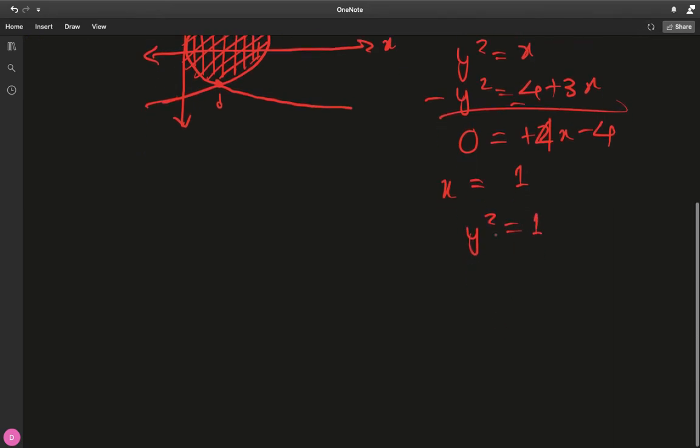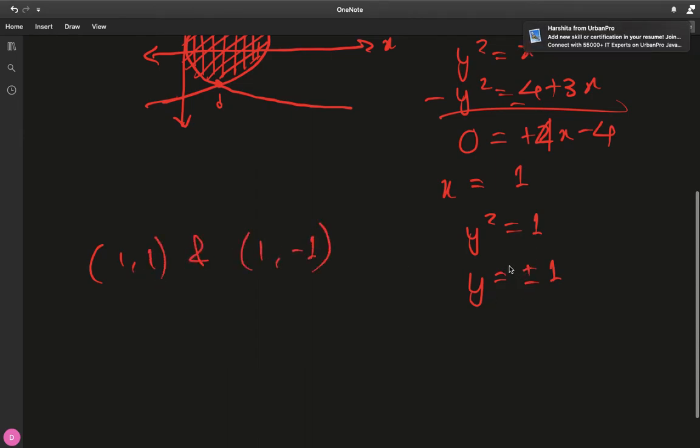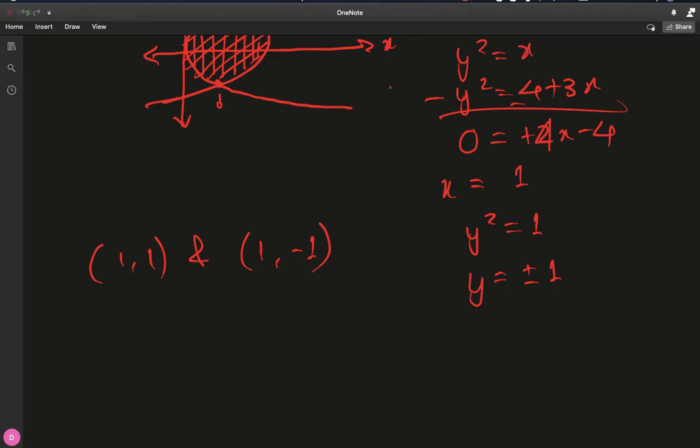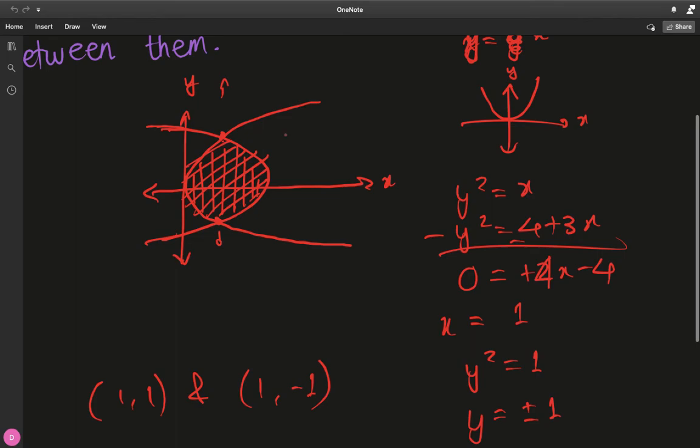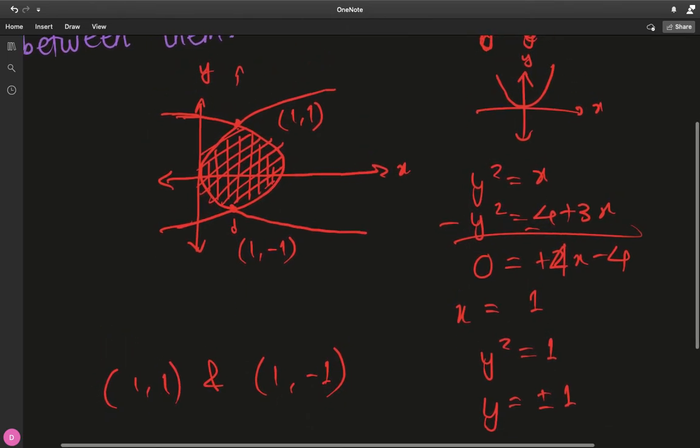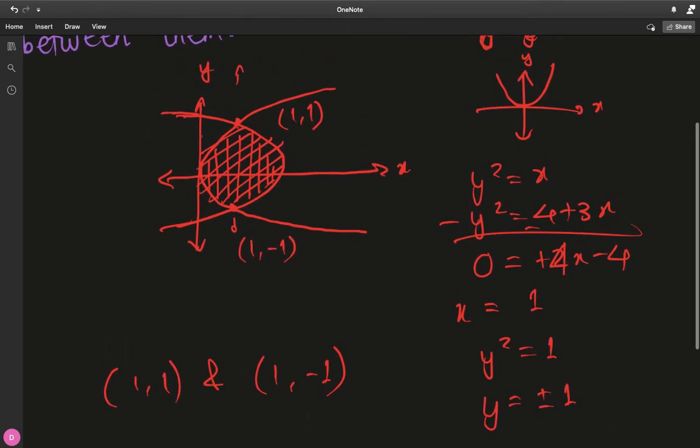When you plug that in, you'll have y squared is equal to 1. If you take the square root on both sides, you have to account for both the positive and the negative, so y is plus or minus 1. So the two points of intersection are 1 comma 1 and 1 comma negative 1. If you look at the diagram, it makes sense, right? This point is 1 comma 1, and this point is 1 comma negative 1, because it's below the x-axis. We need to set up an integral, and the way we're going to do that is to integrate dy. So we're going to make small infinitesimal slices, which we'll call dy.